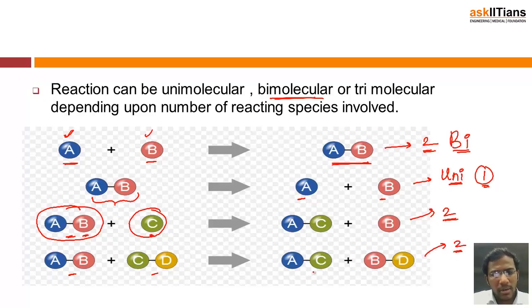There can be trimolecular reactions also, where molecularity is 3. In such cases, 3 atoms, molecules or ions may react with each other and form the products. So if molecularity is 1, it is called unimolecular. If it is 2, it is bimolecular. If it is 3, it is trimolecular.